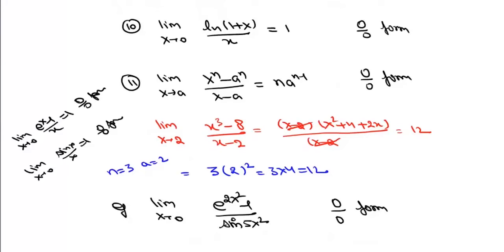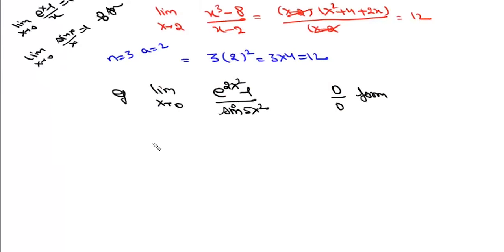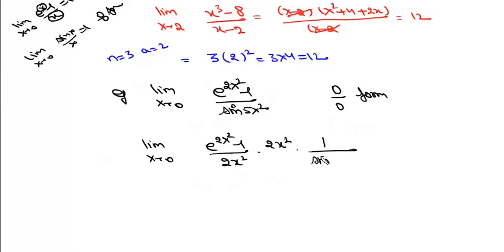So what I'll do is I'll write this as this limit x tends to 0, and this is e to the power 2x square minus 1, and to complete this standard limit we have f(x) here, it should be f(x) here, so we'll multiply and divide everything with 2x square. And for this sine 5x square, to complete this standard limit we'll multiply and divide everything with 5x square.